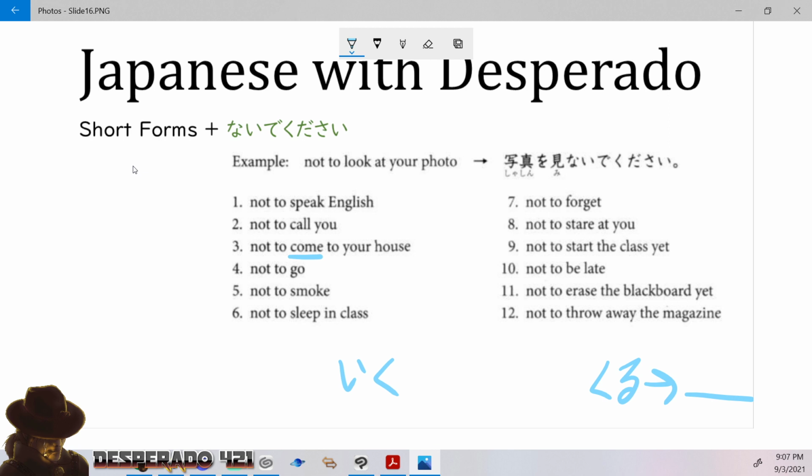Very good. Say it a little faster. Ikanai de kudasai. Very good. Now say it like a girl in anime that's telling somebody not to leave. Ikanai de kudasai. Very good. Fantastic.